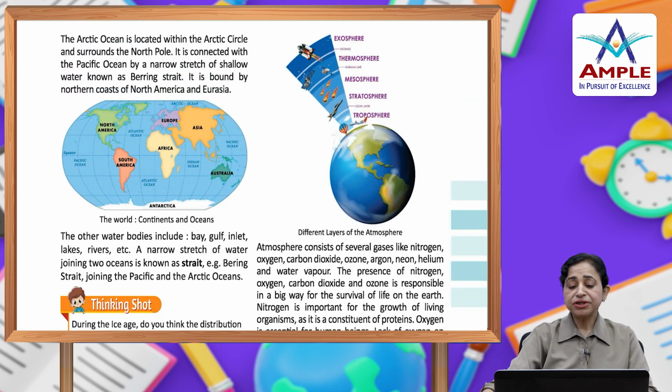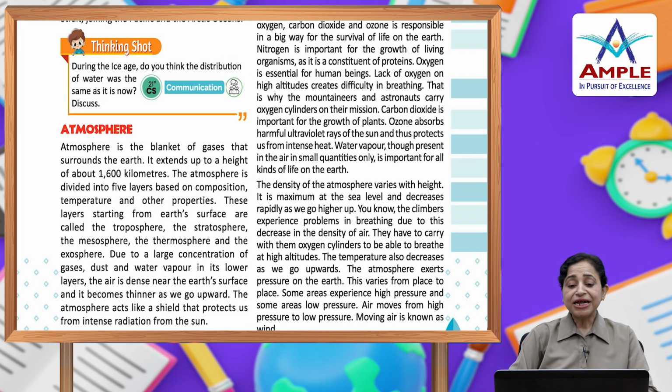And now we have this diagram also, different layers of the atmosphere. Atmosphere consists of several gases like nitrogen, oxygen, carbon dioxide, ozone, argon, neon, helium and water vapor. The presence of nitrogen, oxygen, carbon dioxide and ozone is responsible in a big way for the survival of life on the earth. Nitrogen is important for the growth of living organisms as it is a constituent of proteins.